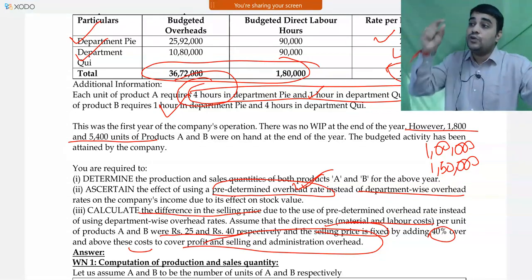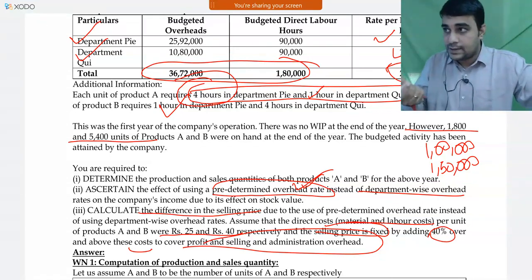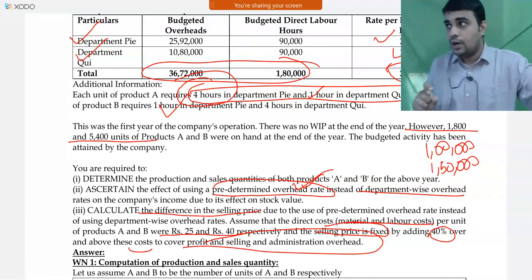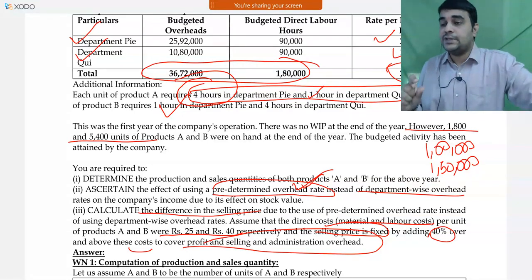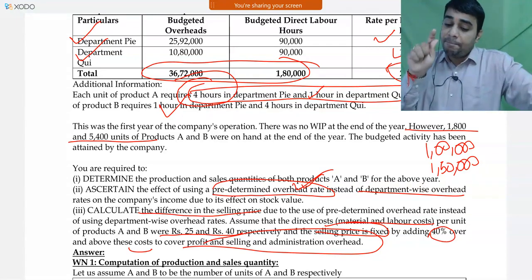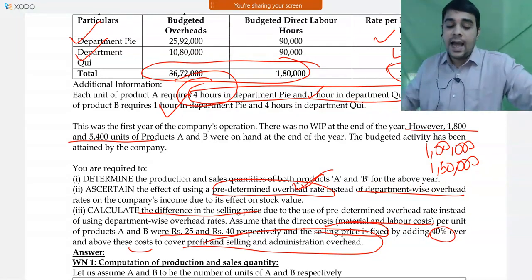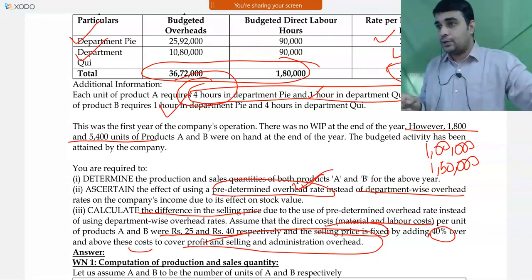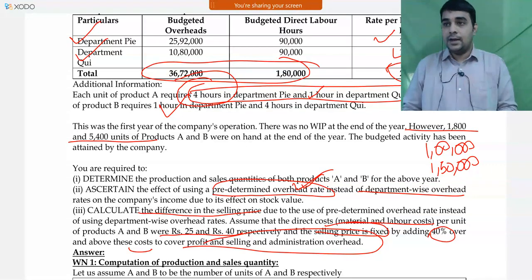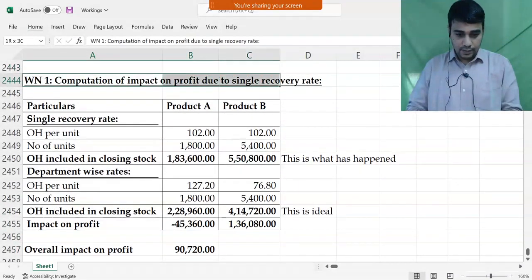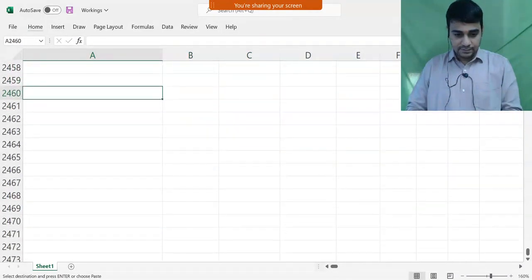Now the problem is if you use wrong factory overheads, you will get to wrong cost and wrong selling price. They want to know what is the impact because of using a predetermined recovery rate as compared to using a department-wise recovery rate. Next, impact on selling price.